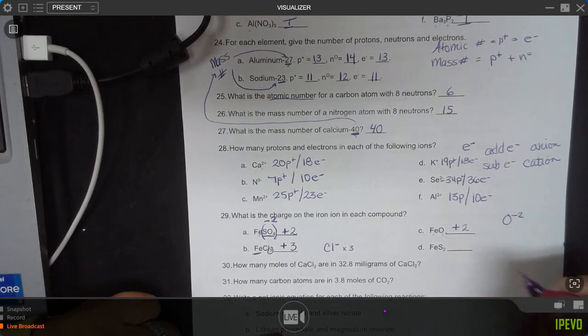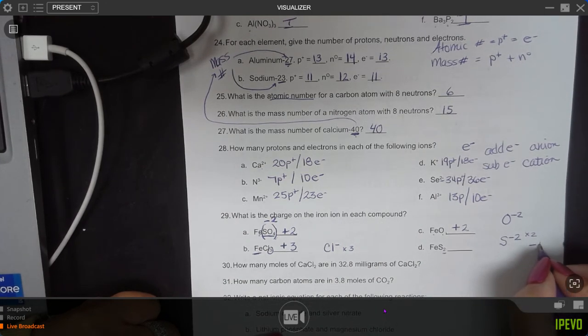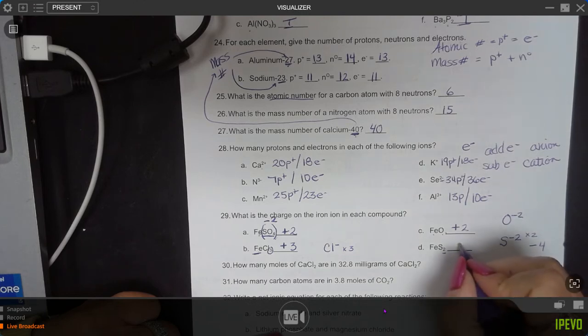And then FeS2, just like oxygen, sulfur has a -2 charge. Since we have 2 of them, overall it's going to be -4. That means iron has to be +4.